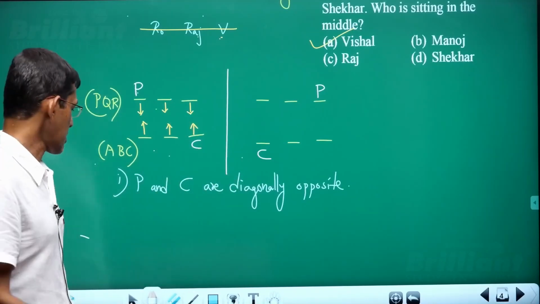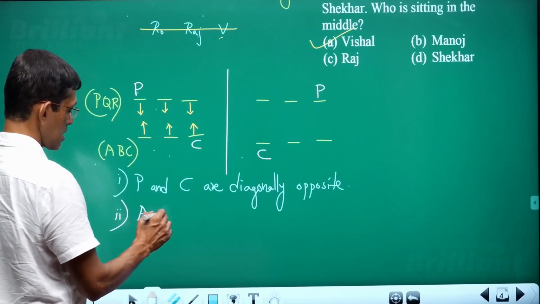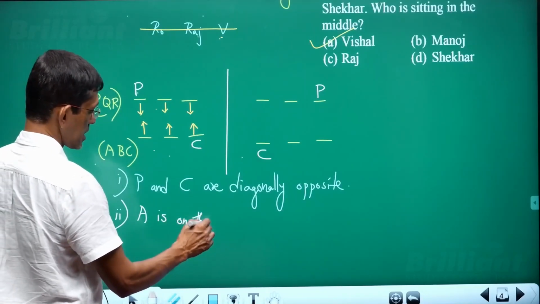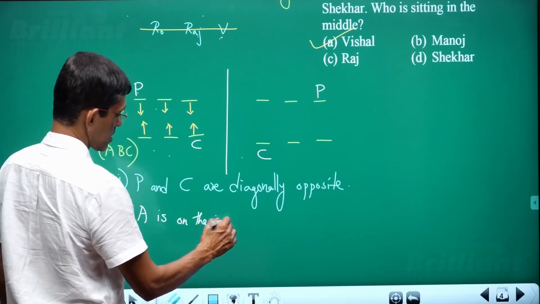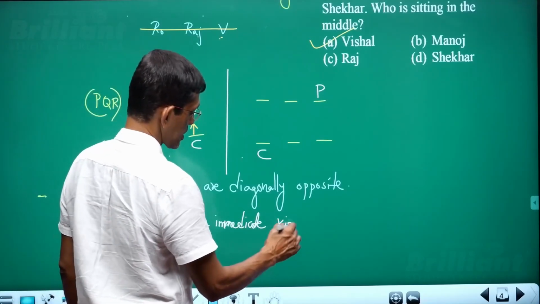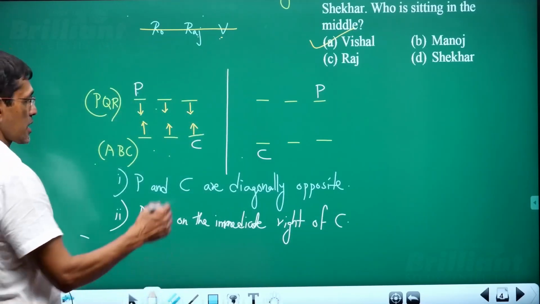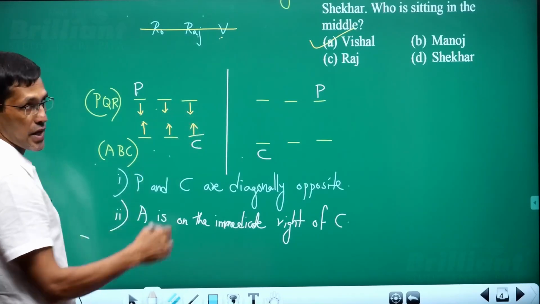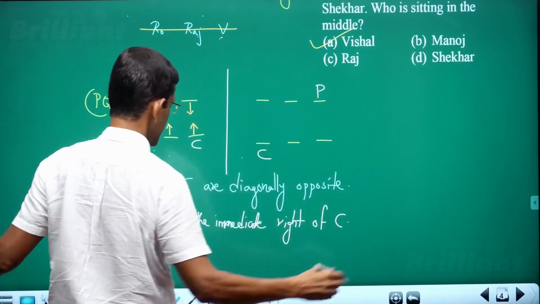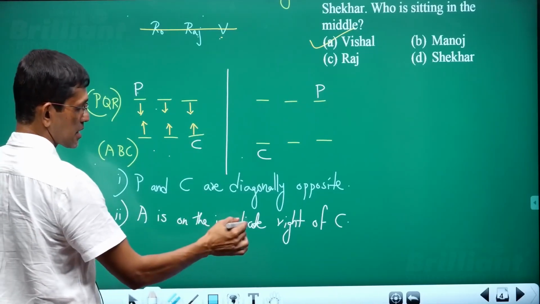How about the next condition? Okay, let's look at the next condition. A is on the immediate right of C. Okay, in this case, C is facing this direction. So assume that you are C, or if I am C, if I am facing this direction, this is my left hand side and this is my right hand side. So if C is facing this direction, this is the right hand side of C. So A is on the immediate right of C.